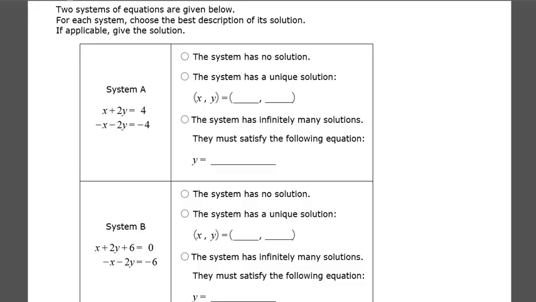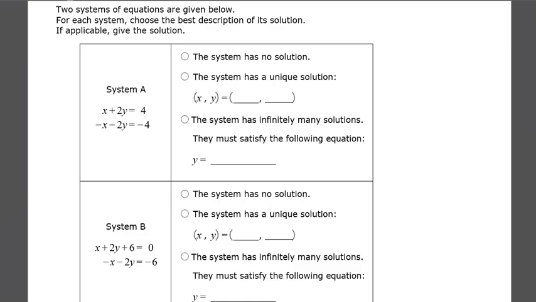Two systems of equations are given below. For each system, choose the best description of its solution. If applicable, give the solution. So system A is x plus 2y equals 4, and negative x minus 2y equals negative 4.